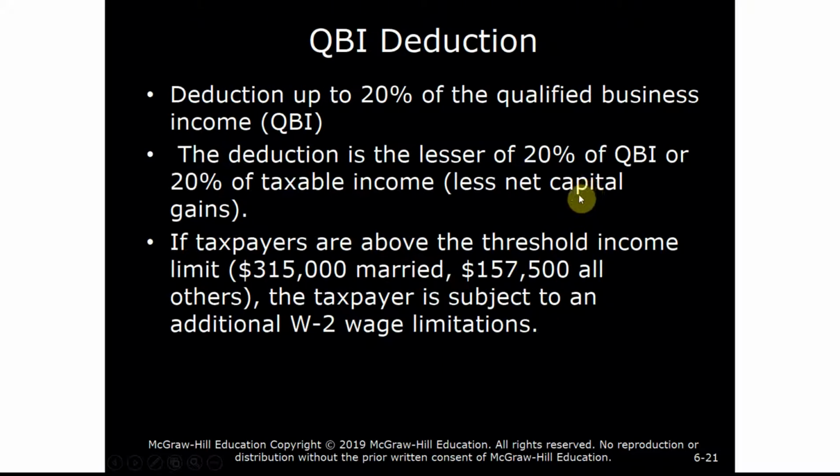One of the last things I mentioned, a very new and somewhat complex provision for small businesses, is that they get to deduct up to 20% of qualified business income. And they have some qualifiers here. This deduction is the lesser of 20% of the qualified business income or 20% of taxable income, netting out the capital gains. If the taxpayers are above the threshold income limit, which is $115,000 for married and $157,500 for all others, the taxpayer is subject to additional W-2 wage limitations.